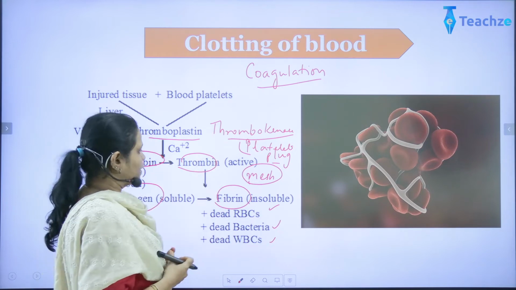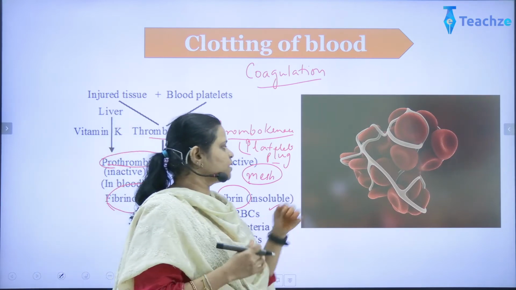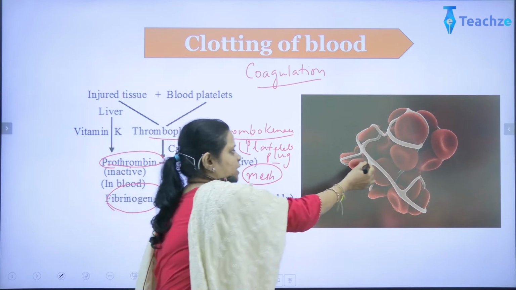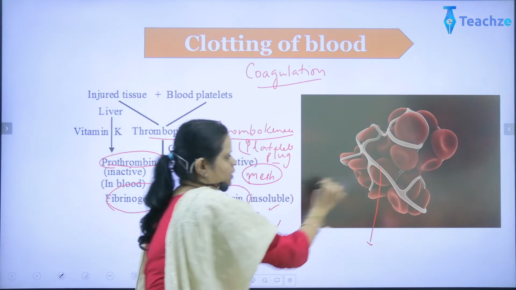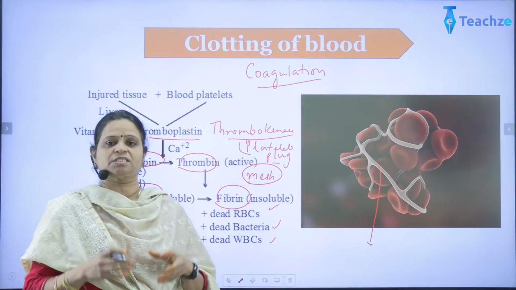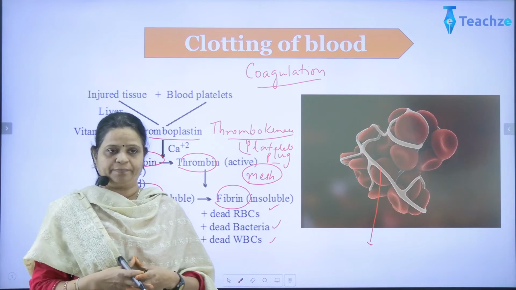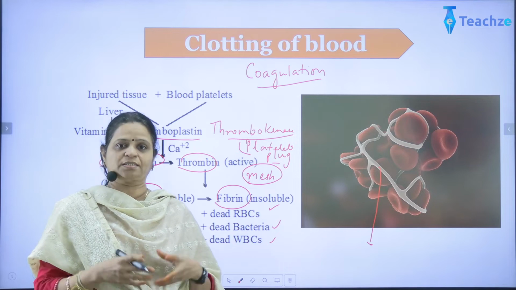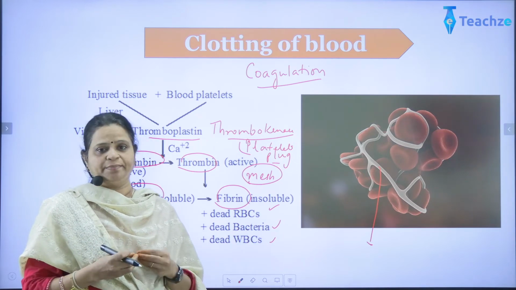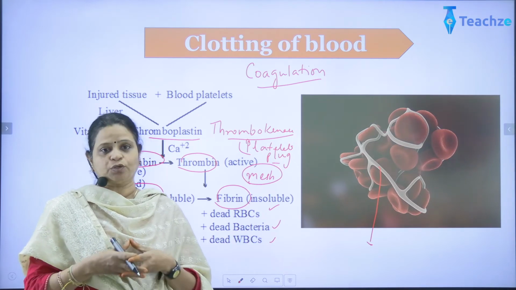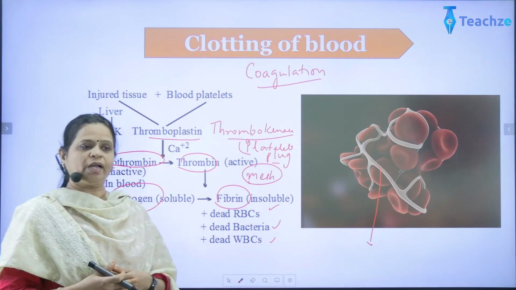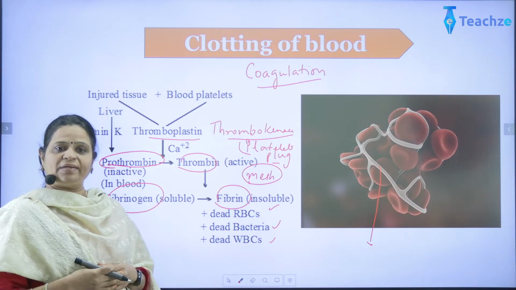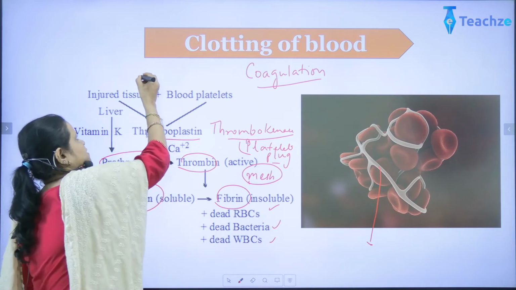Okay, so this is all about the clotting of blood, and on the screen you saw the mesh-like structure we were talking about. This is because of the fibrin which is being released at that clotting area. Now this is clotting of blood, otherwise called coagulation. Sometimes people do not have these clotting factors. When they do not have clotting factors, they develop a disease called hemophilia.